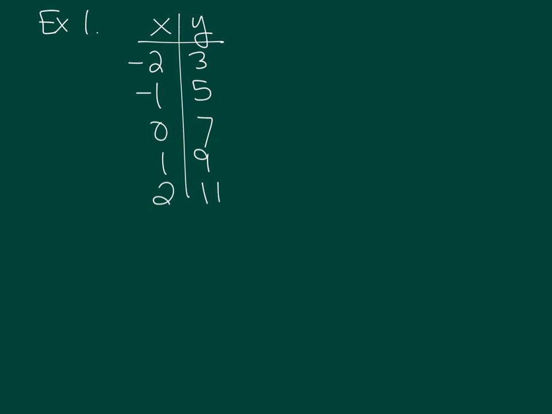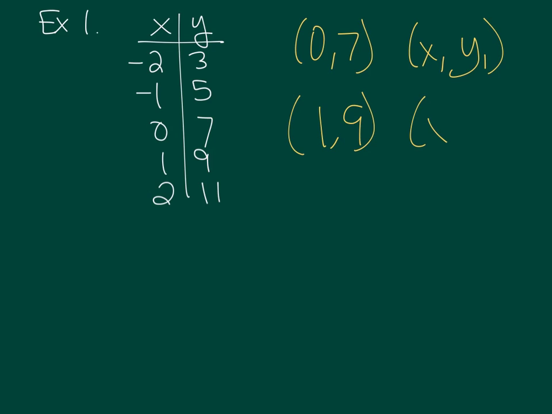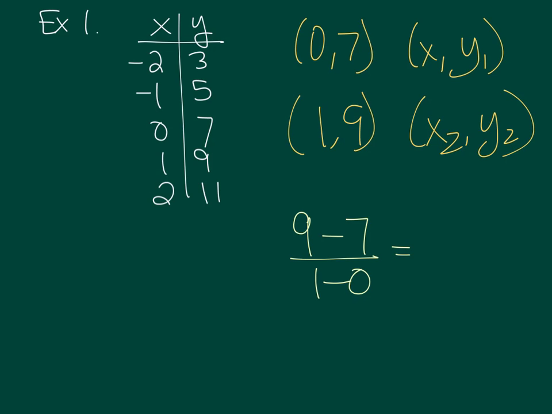So, here we go. I'm going to pick 0, 7 as my x1, y1, and I'm going to pick 1, 9 as my x2, y2. So I'm going to plug these into the formula, and you get 9 minus 7 over 1 minus 0, which equals 2 over 1. So the slope is 2 over 1.